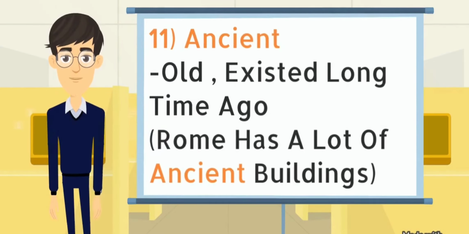Ancient. Very old or existed long time ago. Let's make a sentence. Rome has a lot of ancient buildings.